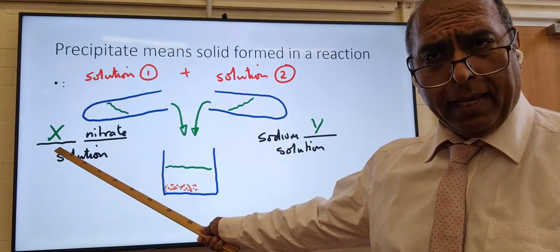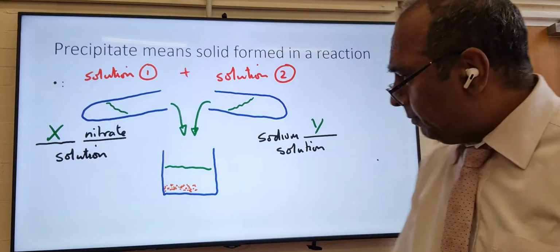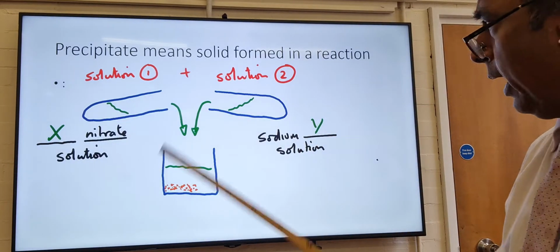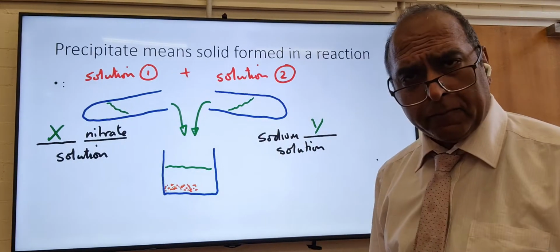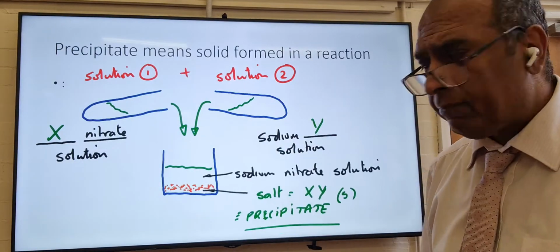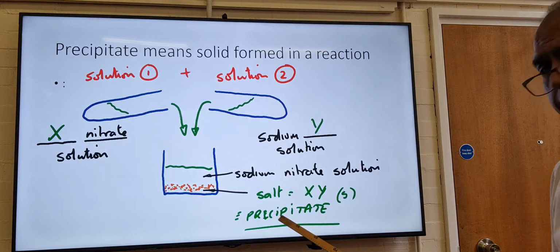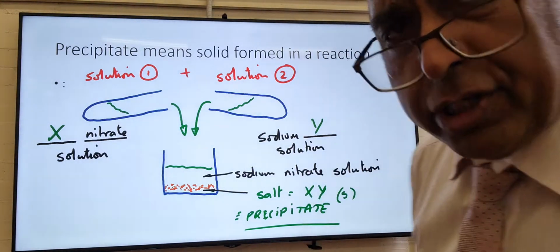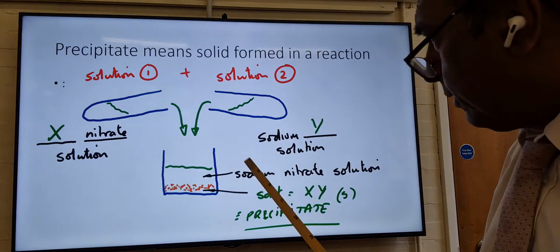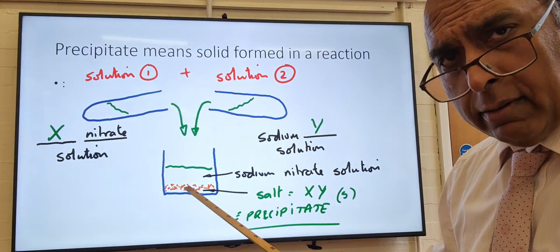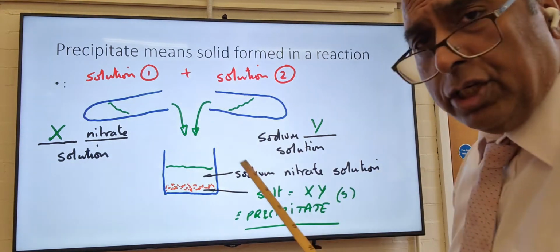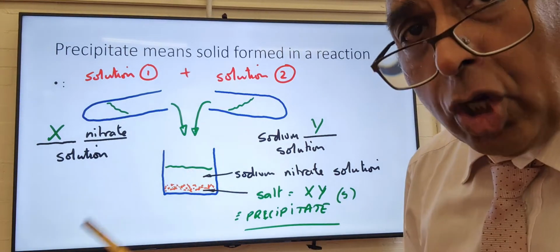The first part of the name there, X. Second part of the name there, Y. And when you mix the two together, then you're going to get the salt, which is XY. You're going to get that as a precipitate. It's going to form a solid because this is a way of making insoluble salts.